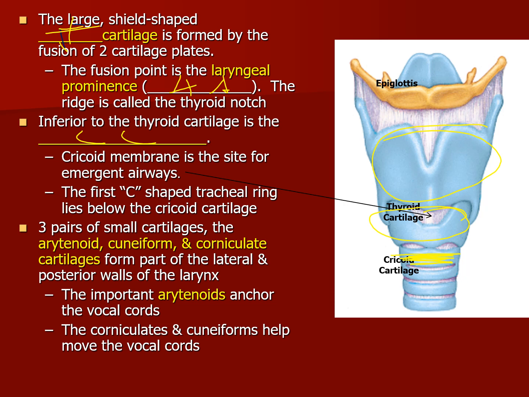So remember, within this whole area posteriorly, we're looking at the anterior view in this picture. We have three small paired cartilages that help with phonation, with talking. The arytenoid, the cuneiform, and the corniculate cartilages are part of the lateral posterior walls of the larynx. The arytenoids are the ones that anchor the vocal cords, and they hold them there. The corniculates and the cuneiforms help move the vocal cords.